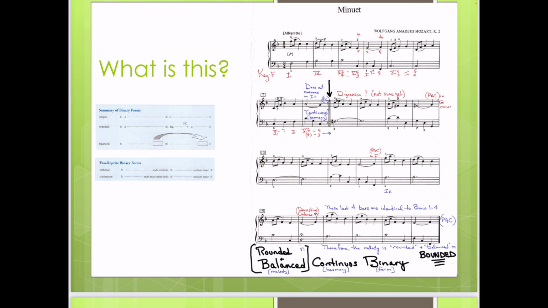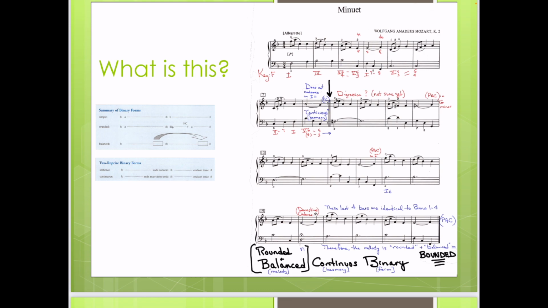A little deceptive cadence there on this minor 6 chord, and then the real finish. These last 4 bars are actually identical with bars 1 to 4. That doesn't really fit our rounded binary category either. This is a kind of a trick question to get us started off here. Laitz only talks about 3 kinds of binary forms: simple, rounded, and balanced. But some of the other textbooks say there's a 4th kind called bounded. It's a combination between the principles of rounded and balanced.